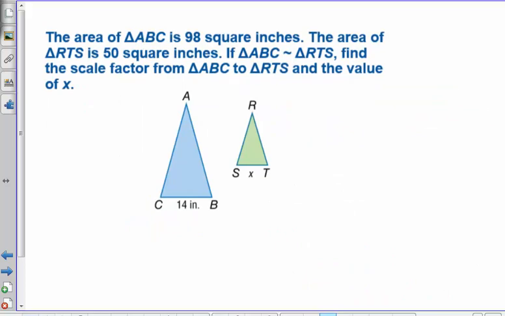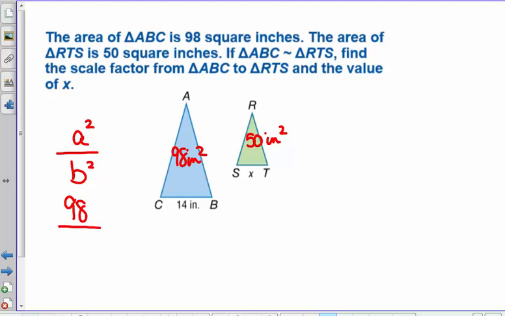The area of triangle ABC is 98 square inches. The area of triangle RTS is 50 square inches. I need to find x. I need to find the similarity ratio of the sides. So the first thing I'm going to do is set up their squares. If I call the first triangle, we'll just set up A to B similarity ratio. The measures that I have are squared. 98 square inches is going to go on the top. That's the area. And 50 square inches is going to go on the bottom.